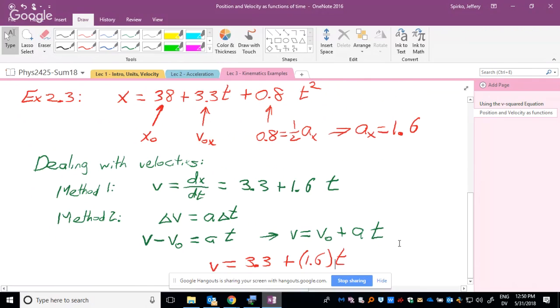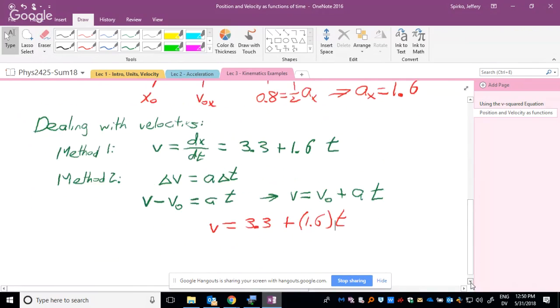So the three questions they ask you: determine the displacement of the particle from t equals 9 to 20. You can take the x equation, plug in t equals 9, get a result, plug in t equals 20, get a result, subtract final minus initial, the result from 20 minus the result from 9. That'll give you the displacement. It asks you to calculate the average velocity from t equals 9 to 20.